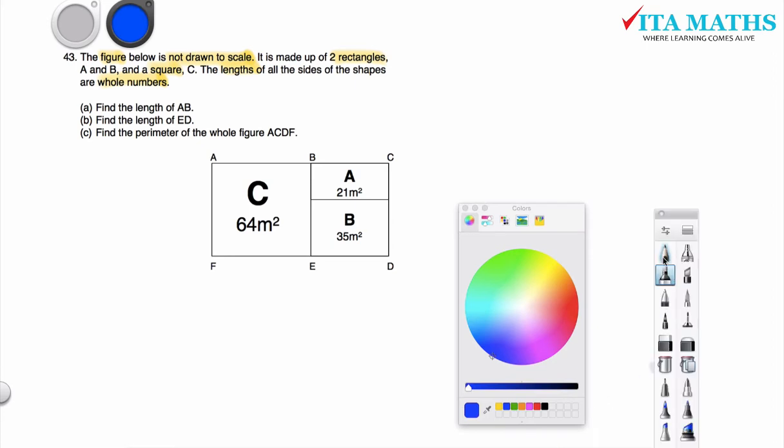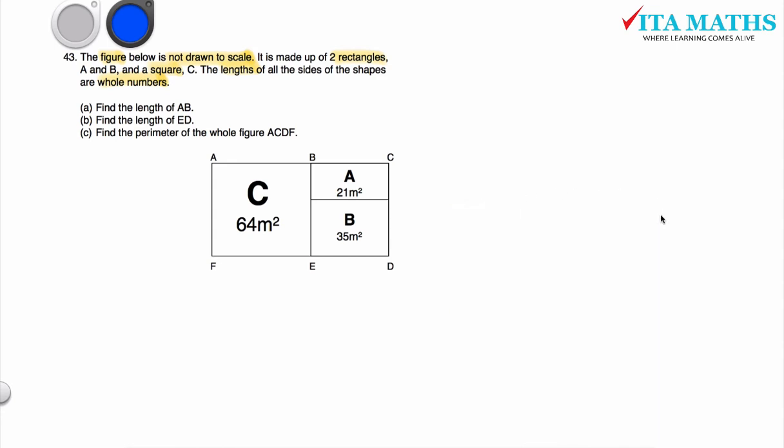Let's take a look at question (a). What is it that they're asking for? They're asking you for the length of AB. So where's the length of AB? This is what you are looking for. They give you 64 square meters. This is what? Area or perimeter? Area, that is correct. So how do you find the area of C? Area of C is 64, equals, this is a square, 8 times 8. Therefore, AB equals 8 meters.